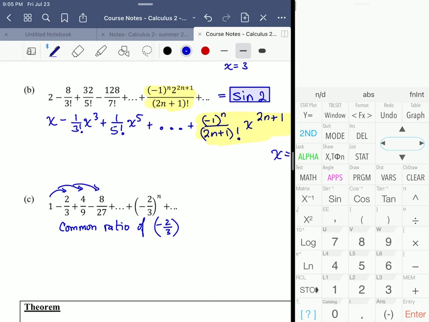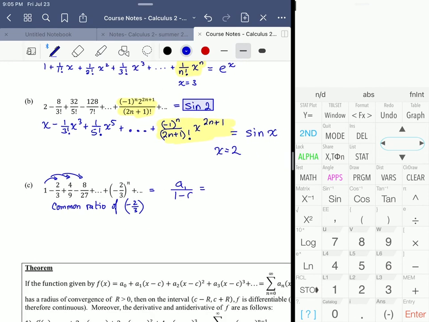of negative 2/3. If you think about it, going from each term to the next, you're multiplying by negative 2/3. All right, so then we just go back to what we've been kind of living with over the previous pages. That's going to be equal to 1 over 1 minus r. By rule, it's a sub 1 over 1 minus r. But in this case, it's going to be 1 over 1 minus the r value, which is negative 2/3.